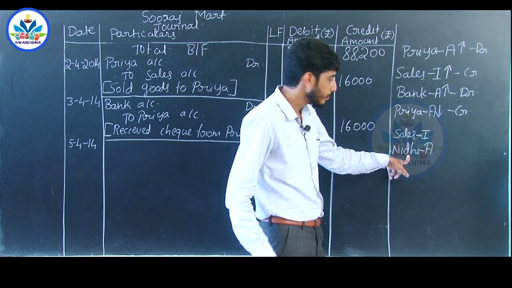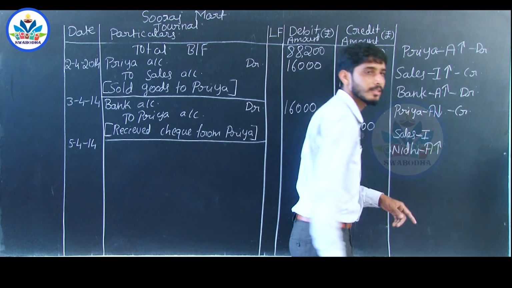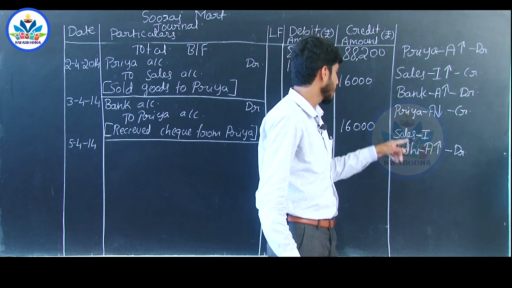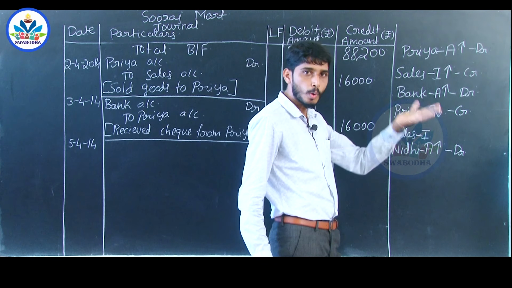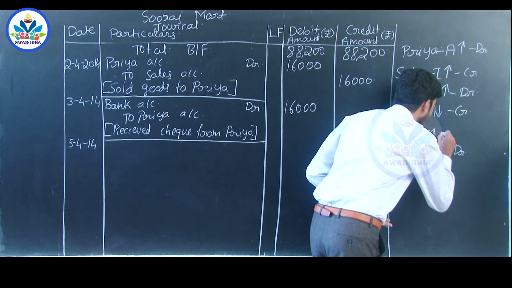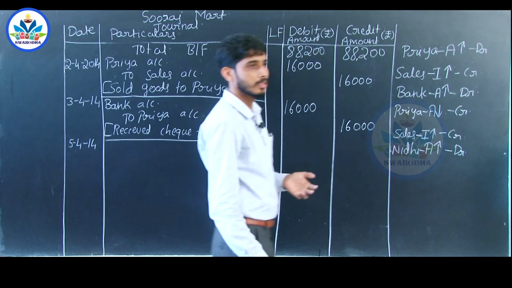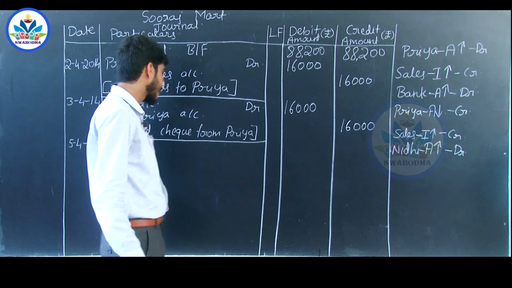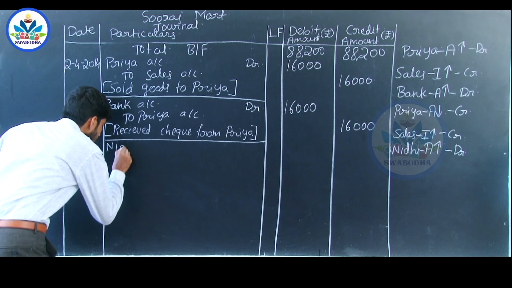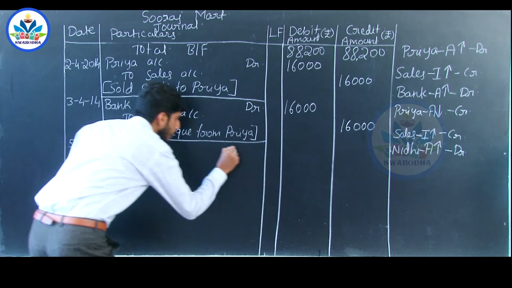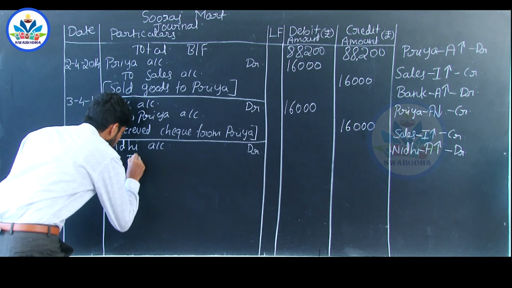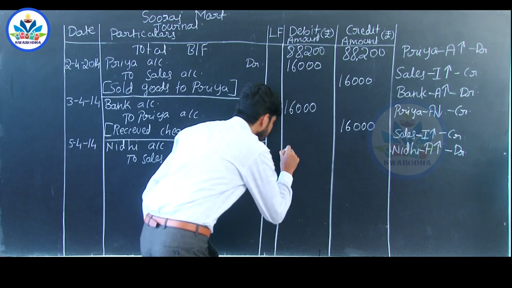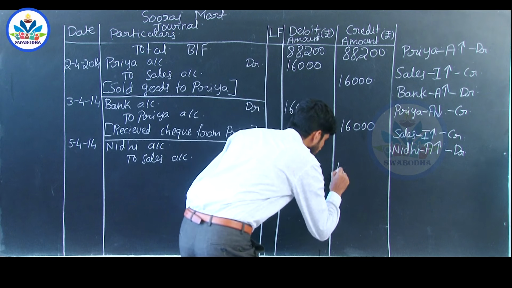Since she is an asset, the asset value increases. The rule says increase in the asset has to be debited. Sales is an income, our income value also increases. Increase in the income has to be credited. So, the journal entry will be Nidhi's account debited to sales account. The value of sales is 14,000.